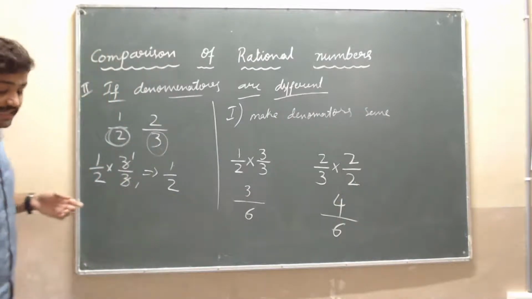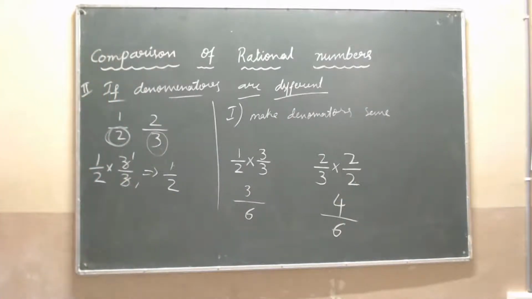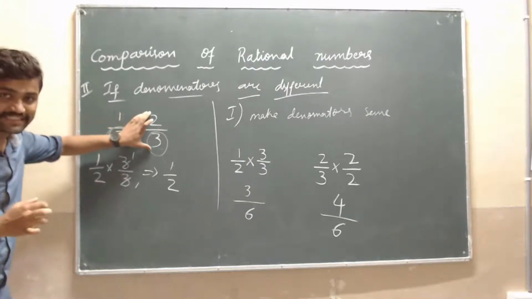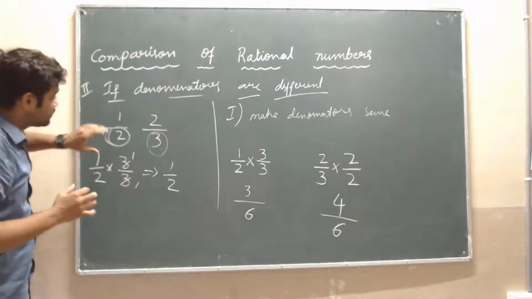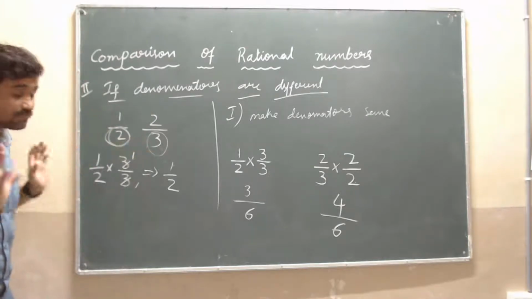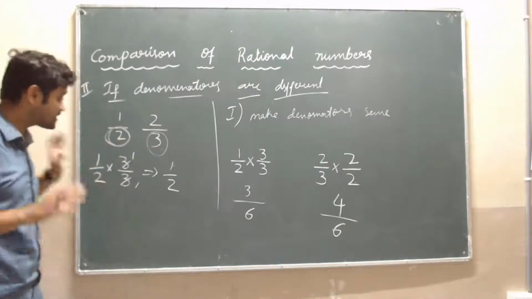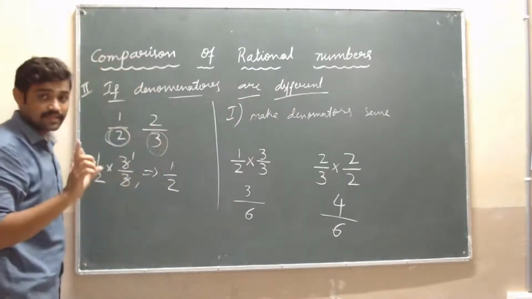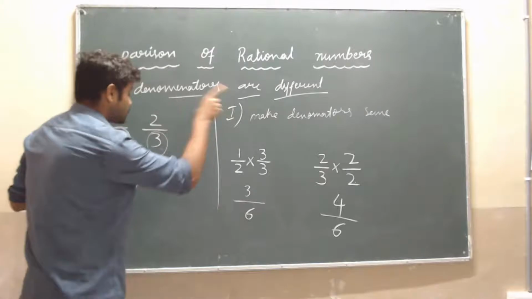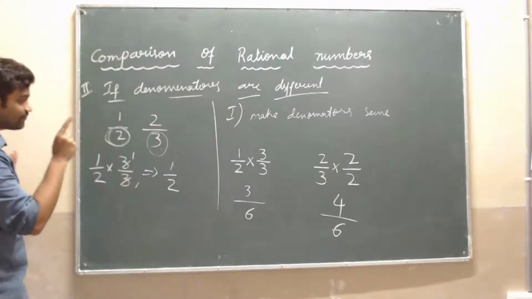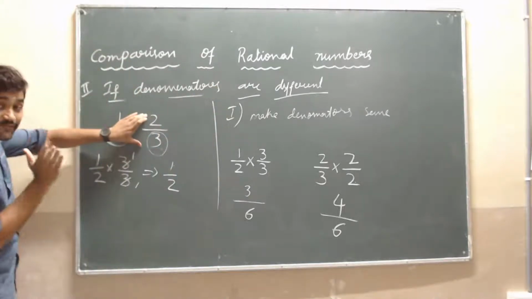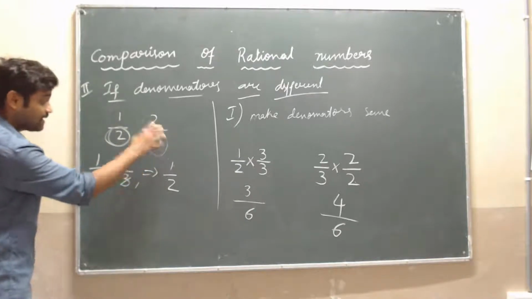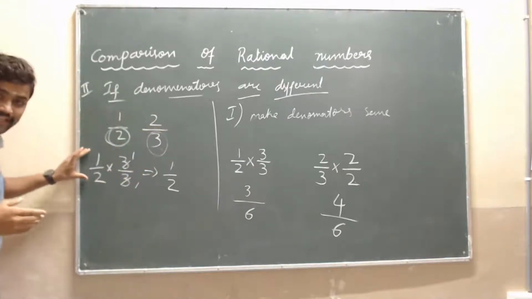Did you understand? See here, one more time I will explain you. Here two rational numbers are given, which have different denominators. Then we have to compare between them. First step is that we have to make the denominators same. To make the denominators same, we have to multiply and divide it by the other number's denominator.